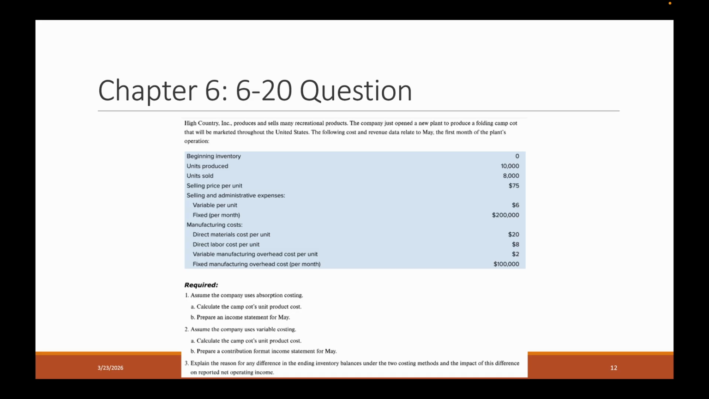So since it's the first month of operation, their beginning inventory is going to be 0. In this month, they produced 10,000 units, but they only sold 8,000 units. So that's important to remember. They didn't sell all of their units, and they're going to have units left over in inventory.